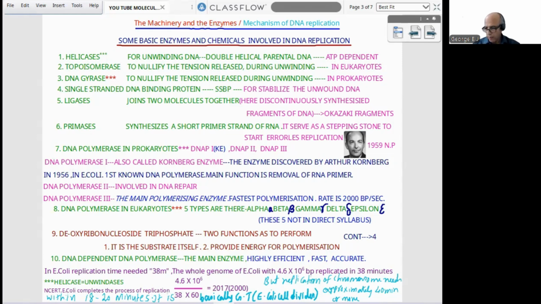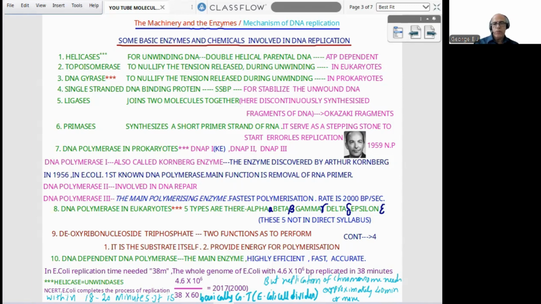Next is DNA polymerase in prokaryotes. Three will be there: DNA polymerase 1, DNA polymerase 2, DNA polymerase 3. Short forms are DNAP1, DNAP2, DNAP3. And this DNAP1 is called Kornberg enzyme, after Arthur Kornberg. We'll learn later what is the importance of it. This scientist got a Nobel Prize in 1959. So DNA polymerase 1, also called Kornberg enzyme, was discovered by Arthur Kornberg.